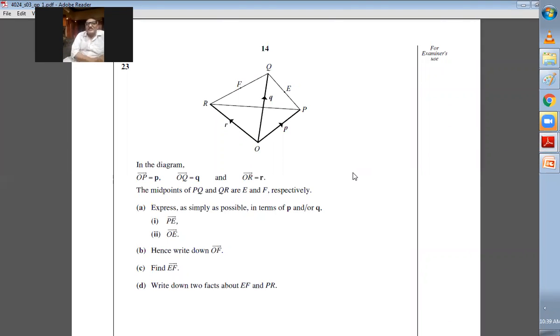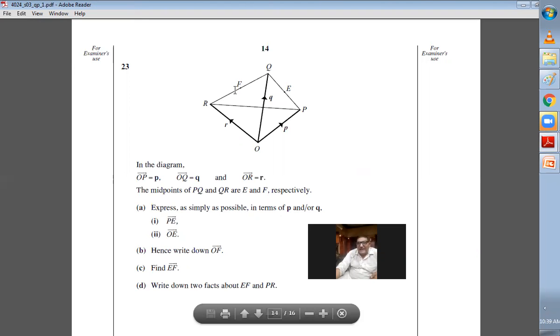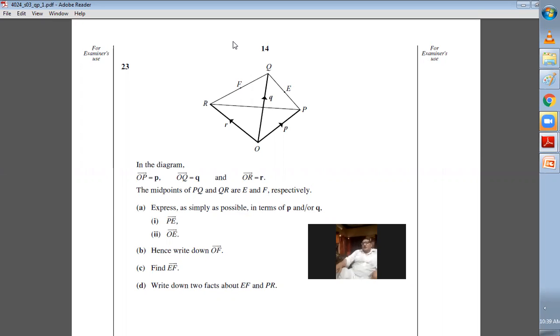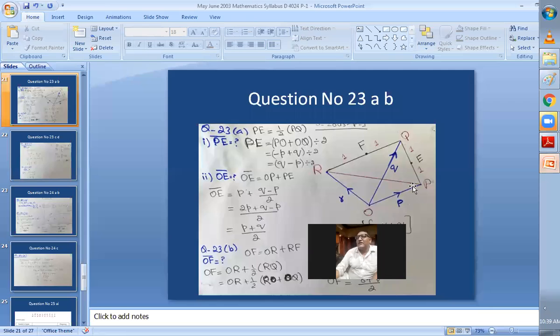The next question is C part, question number 25, and it says find EF. From E to F, I know the value of OE, I know the value of OF. He wants me to find out the value of EF. So from E, I come to O, from O, I go to F. That is the bypass. Okay, so let me show you my work.